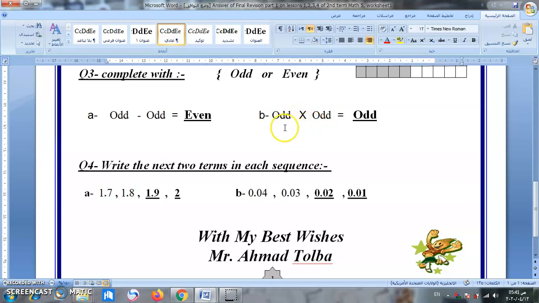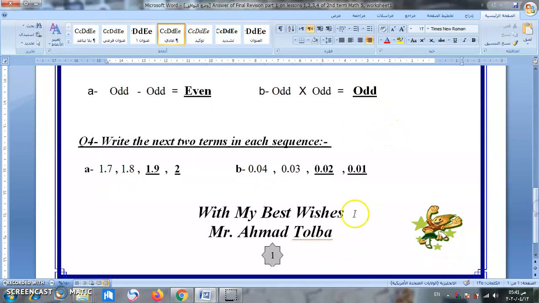3 times 7 equals 21, so it's odd. The last exercise: write the next two terms in each sequence.